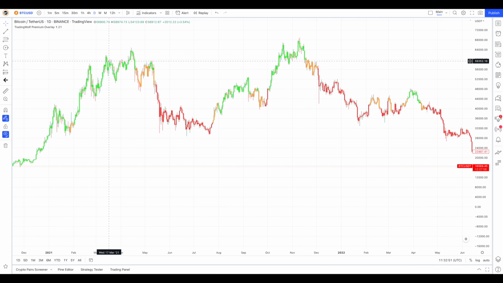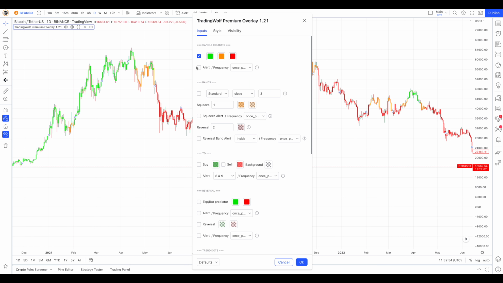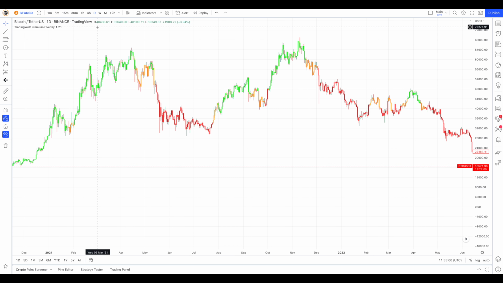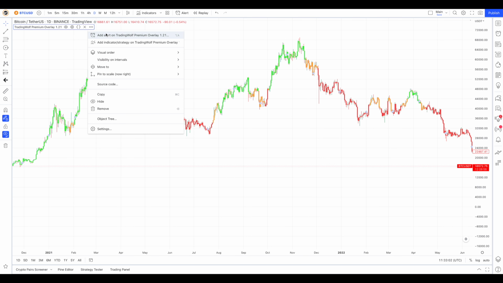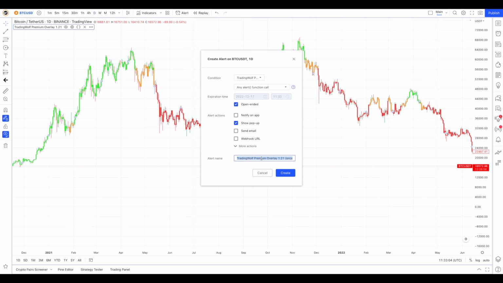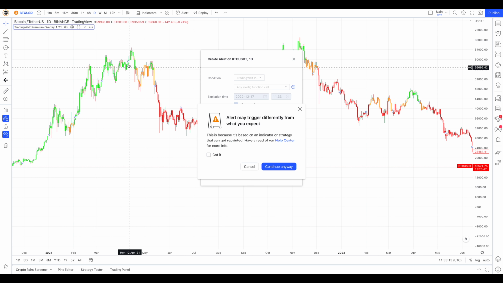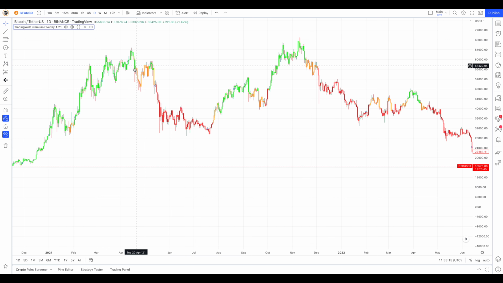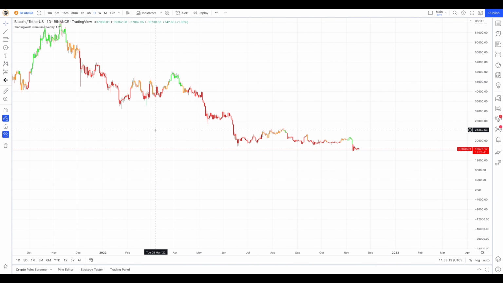So if you wanted to set an alert with them, simply go into the settings, toggle on this alert, and we recommend using the once per bar close. I'm going to then click on the three dots next to the indicator name, add alert, and then I'm going to go trend dots. You may want to include the asset you're looking at, so I'm going to go BTC on the daily time frame, and then that's going to give me an alert every time it changes from bullish, consolidation, downtrending. All with that one alert.